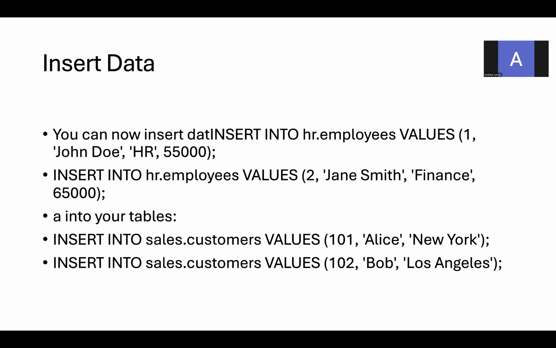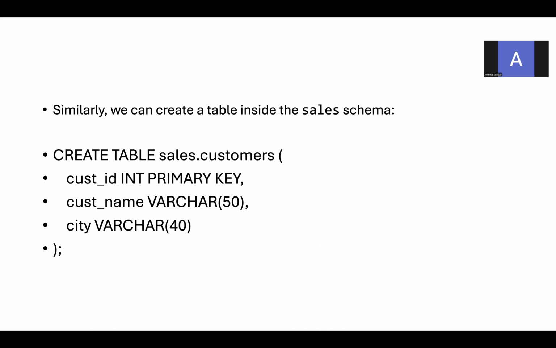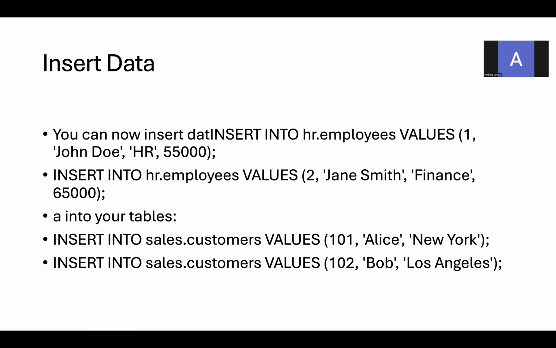Insert into sales.customer, where sales is the schema, values open parenthesis: the customer ID, customer name and city. Customer ID is 101, customer name is Alice and city is Newark. The last command is insert into, again the sales schema, customer table, values 102 as the customer ID, Bob as the customer name and Los Angeles as the city.